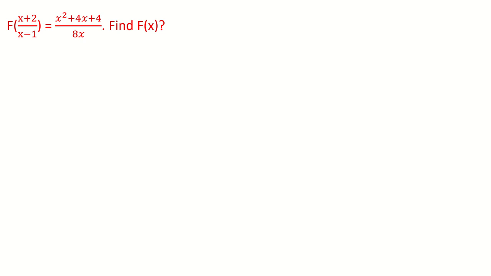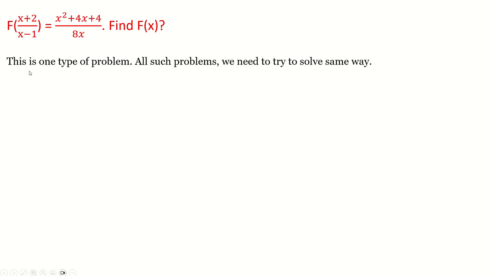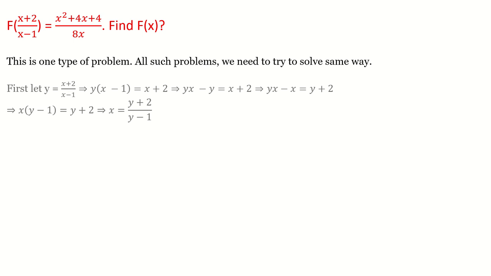But the easy way is, first let us call y equal to x plus 2 by x minus 1, the one given in the function of x plus 2 by x minus 1. With this you solve for x basically. So you take y into x minus 1 equal to x plus 2 and then do all the calculation. You will get x equal to y plus 2 by y minus 1. This is what you will get.